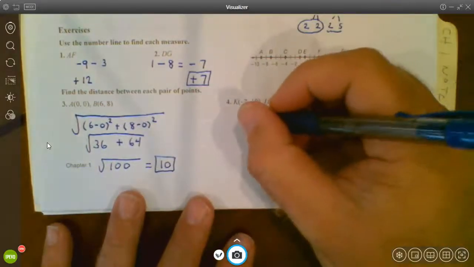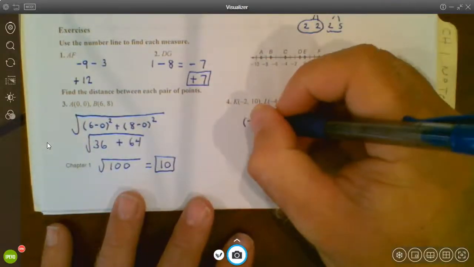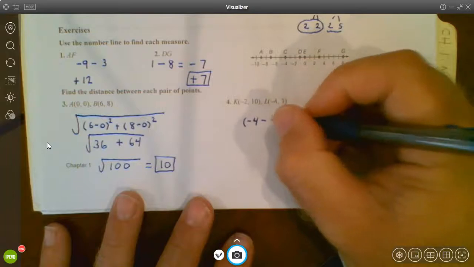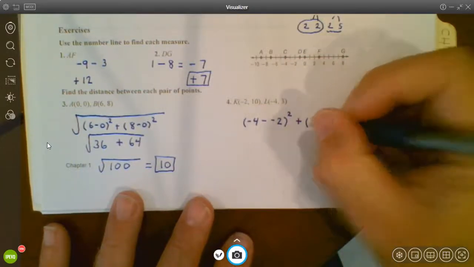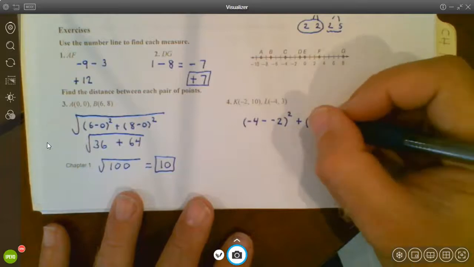One more over here. So again, I'm going to do the difference in my x's. So -4 minus -2. I'm going to find the difference in my y values, which are 3 and 10.